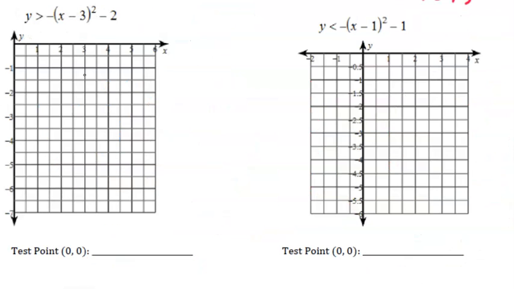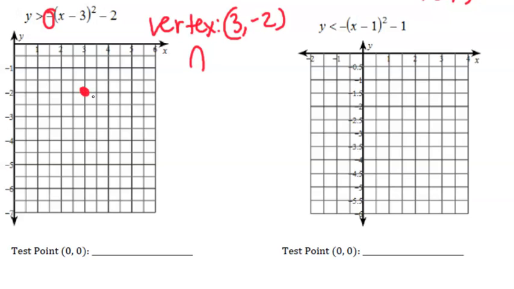Let's do the third example. y is greater than -(x - 3) squared minus 2. Your vertex is (3, -2). It's opening down because we have that negative sign. So let's find that vertex. We have (3, -2). And it is an inequality without a line under it. So we're going to have holes and dashes instead of points and solid curves.